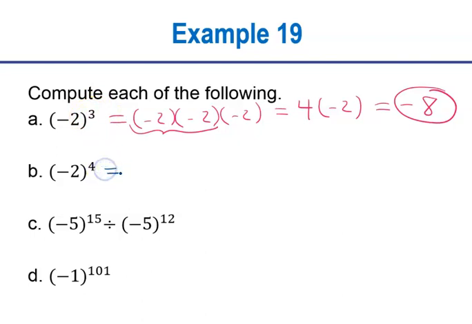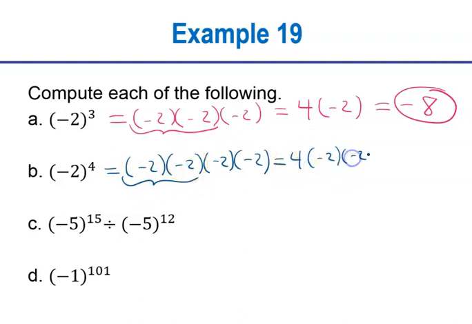Now the next question is negative 2 to the fourth. Very similar, but I'm going to have an extra 2. So negative 2 times negative 2 times negative 2 times another negative 2. Again, we're supposed to work left to right. So negative 2 times negative 2 is 4 times negative 2 times negative 2. That's going to be negative 8 times a negative 2, which is going to give us a negative times a negative. We always know multiplication is positive, and 8 times 2 is 16.